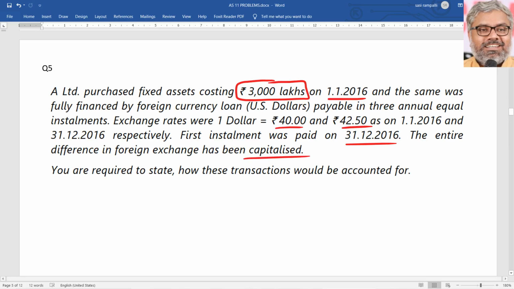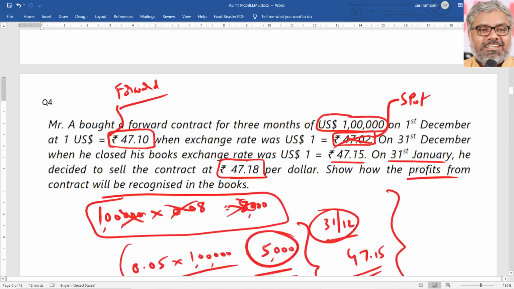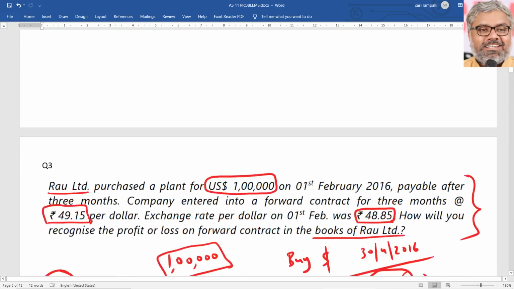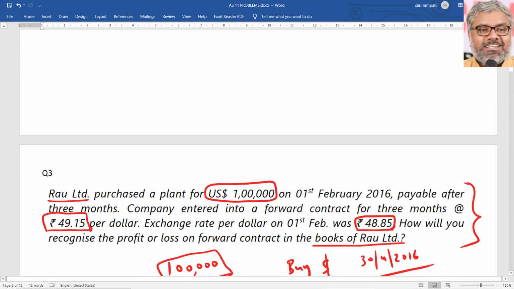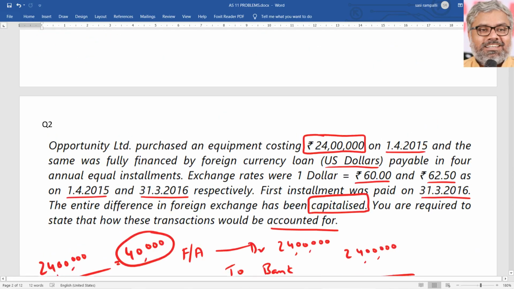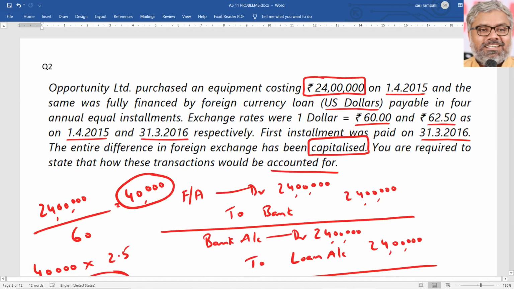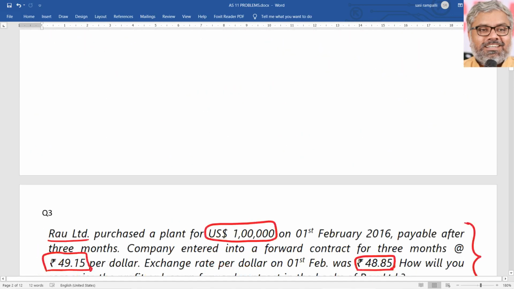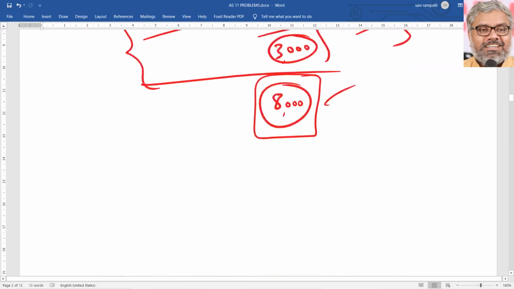Same thing as we discussed earlier, one of the questions. Same question almost. Right? This one, I think, yeah. Opportunity Limited purchased equipment costing, same thing. So the same answer can be given here also for question number 5.